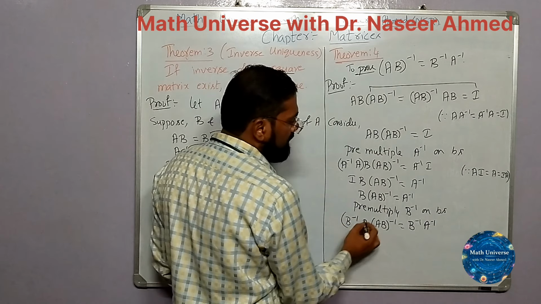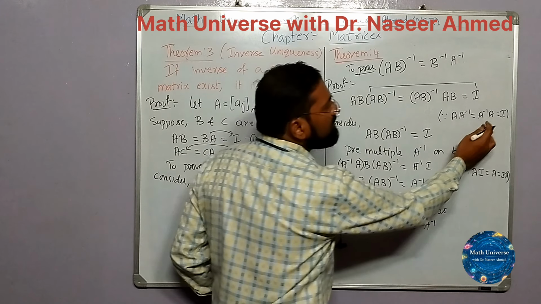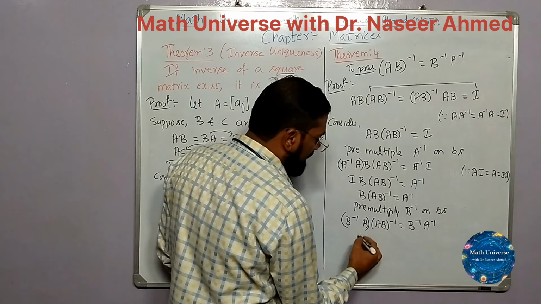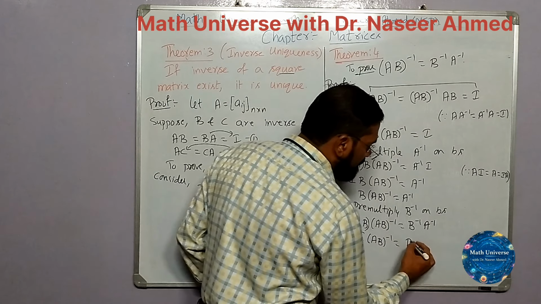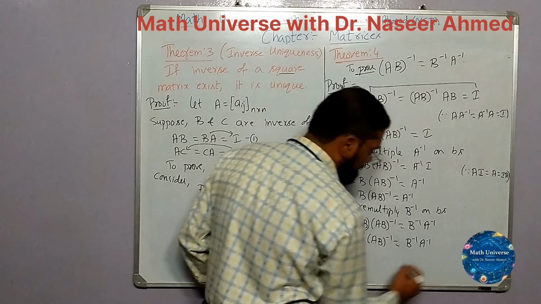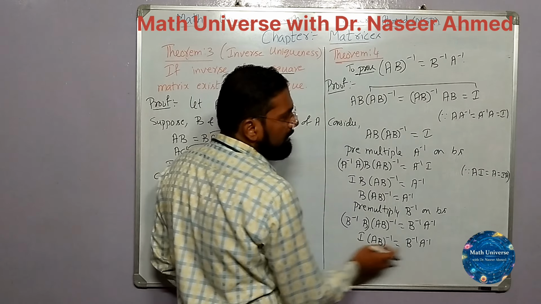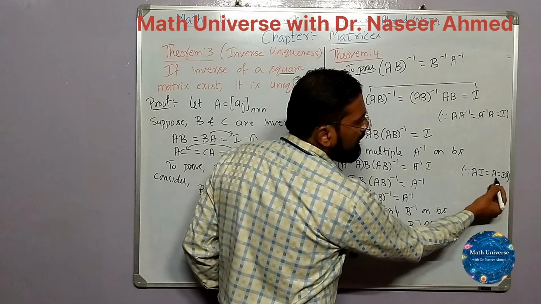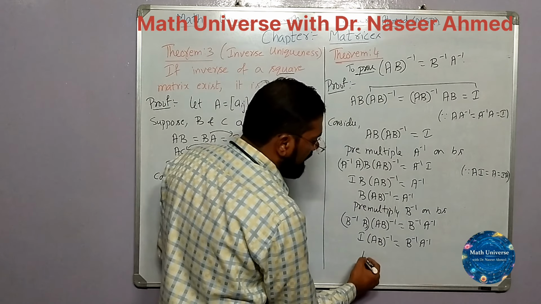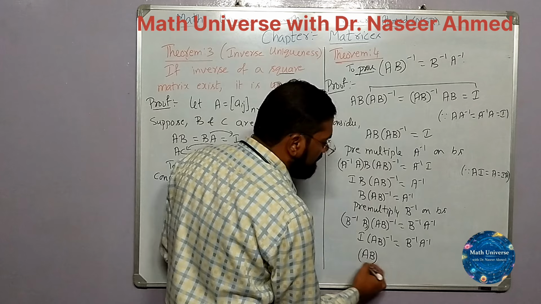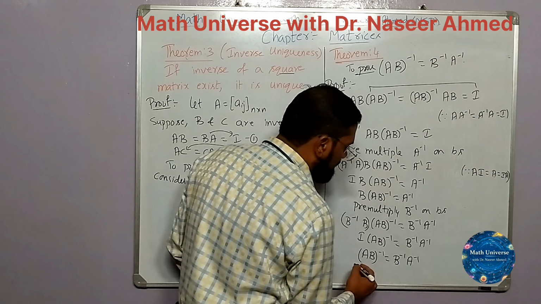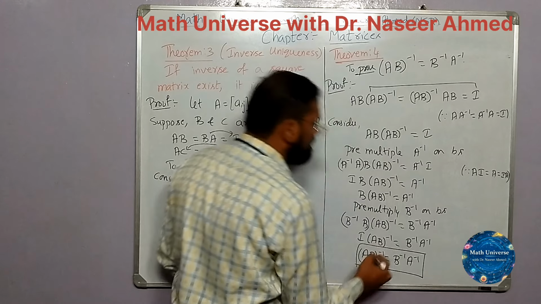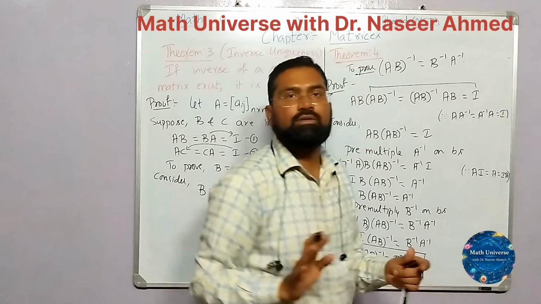Again, what is B inverse into B? It is I itself. So I times the whole inverse of AB. So B inverse into A inverse. Whenever we multiply an identity matrix with a matrix, we get back the same matrix. So the whole inverse of AB is equal to B inverse into A inverse. And hence we have proved the result.